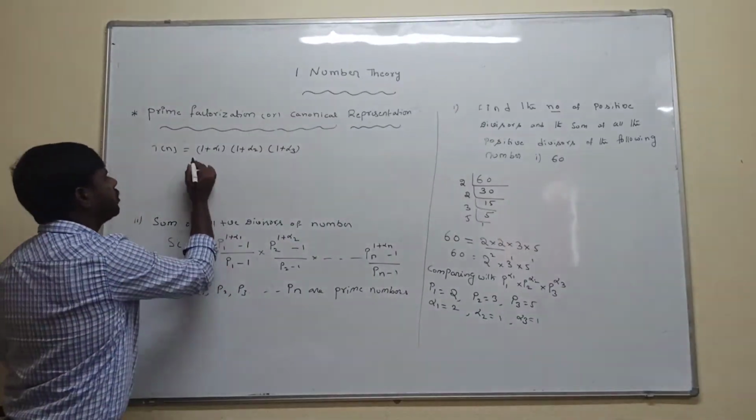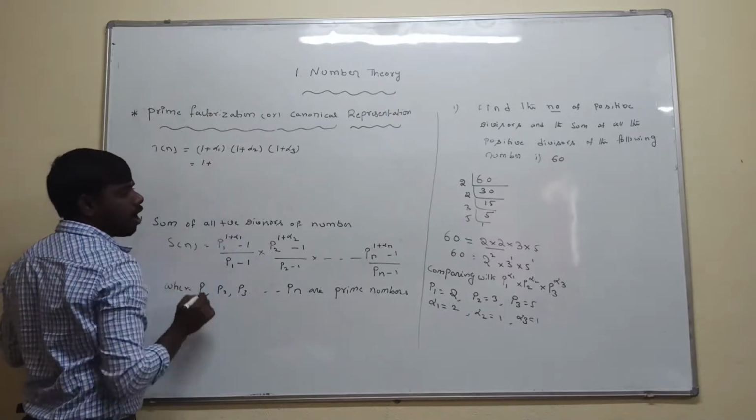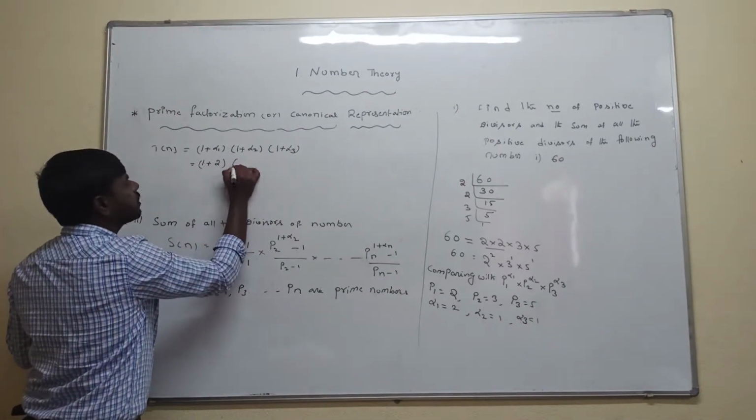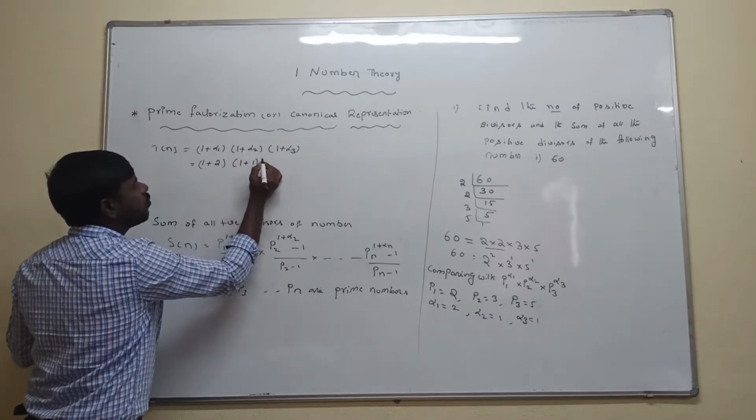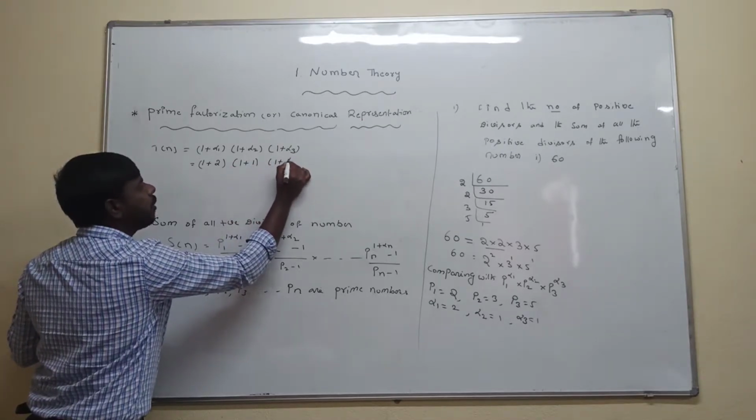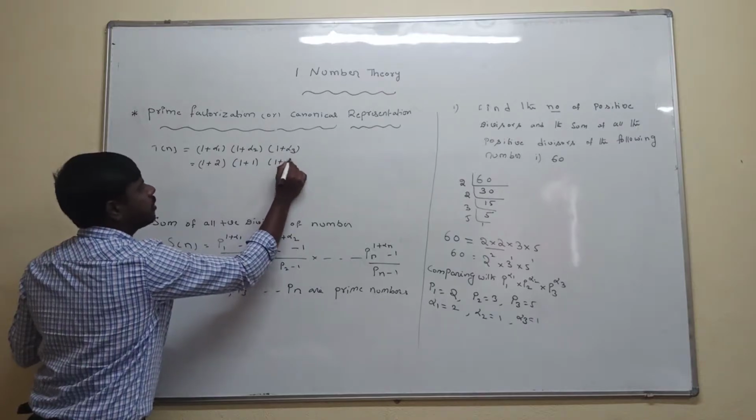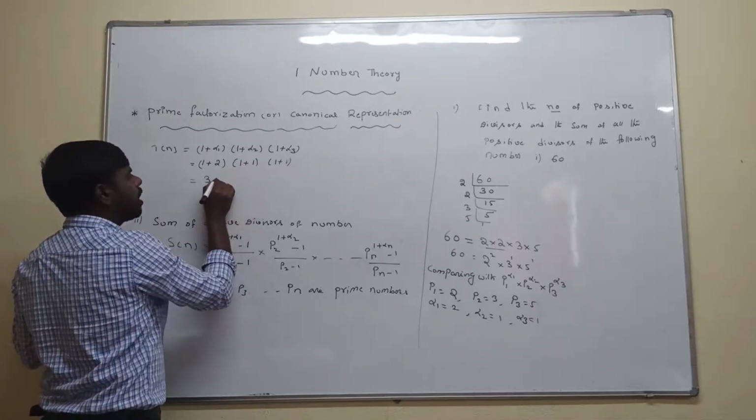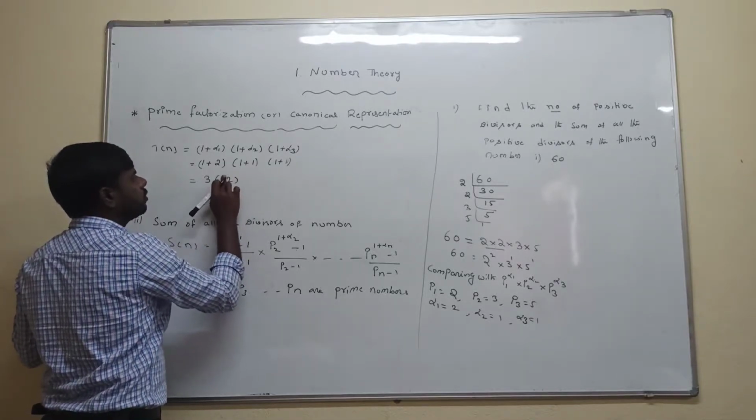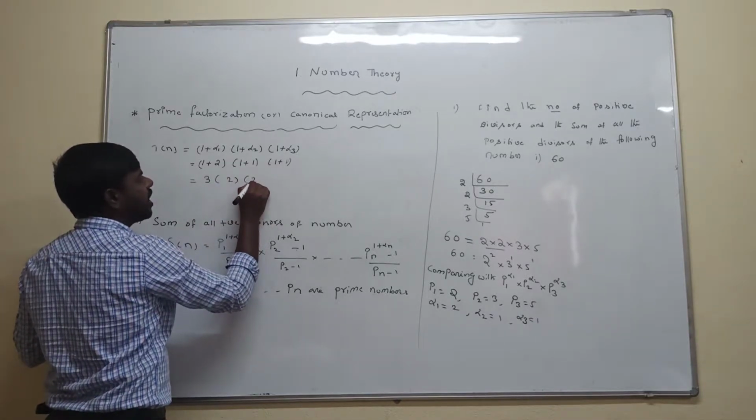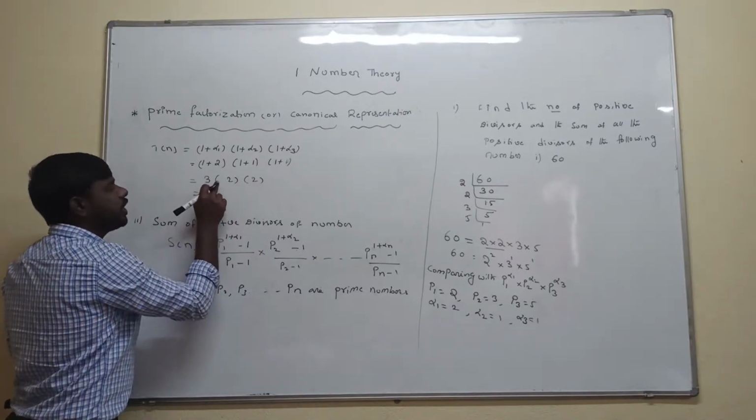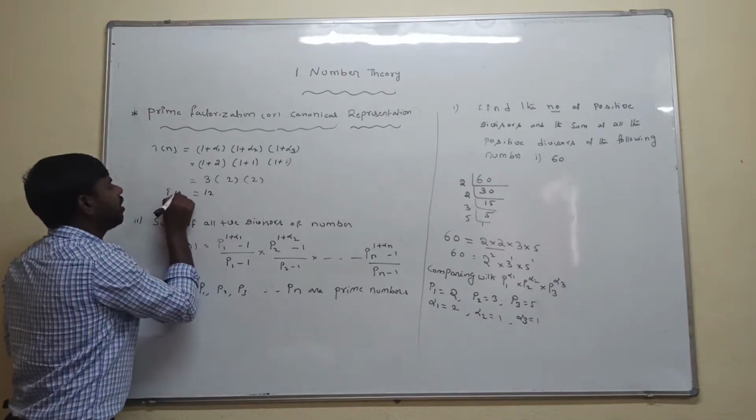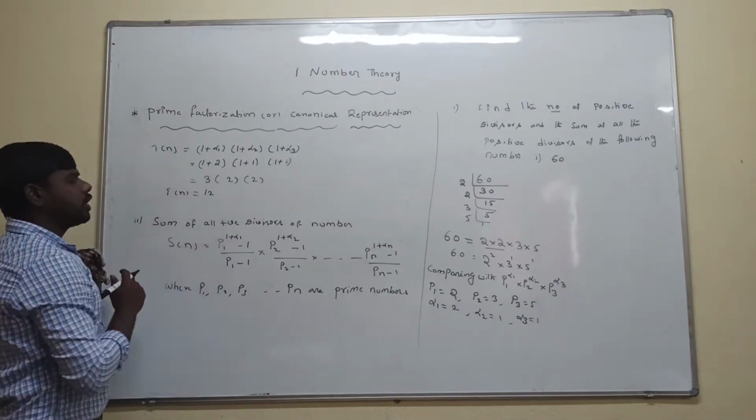Now substitute the values. 1 plus alpha 1 value is 2. Next 1 plus alpha 2 value is 1. 1 plus alpha 3 value is 1. Now simplify this one. 1 plus 2 that value is 3. 1 plus 1 that value is 2. So 1 plus 1 that value is 2. Simplify this one. 3 into 2 is 6. 6 into 2 is 12. So the number of divisors of the number is 12.